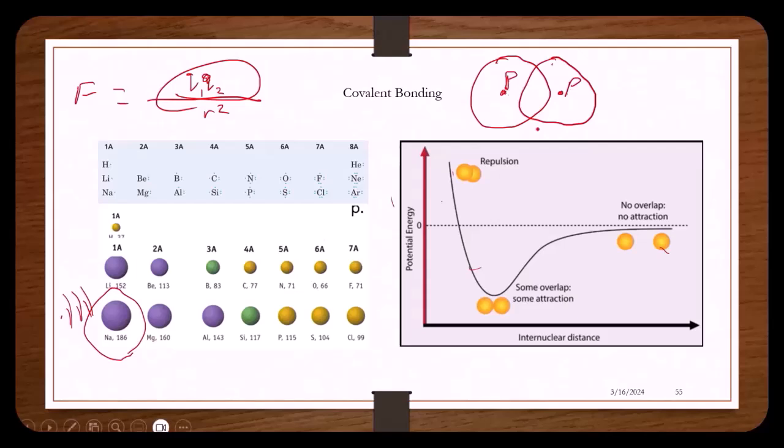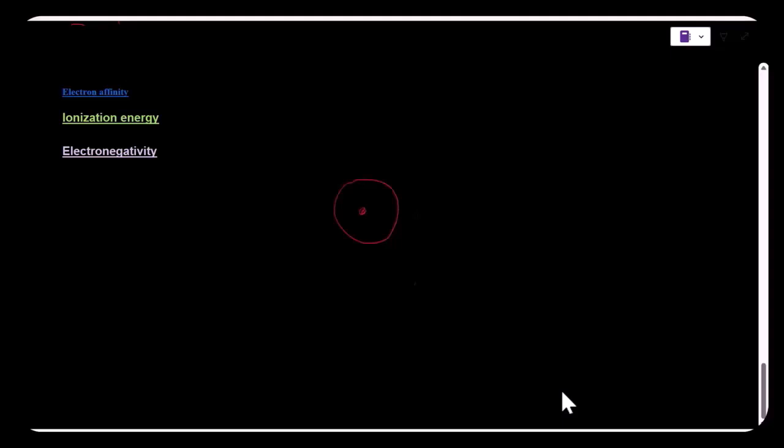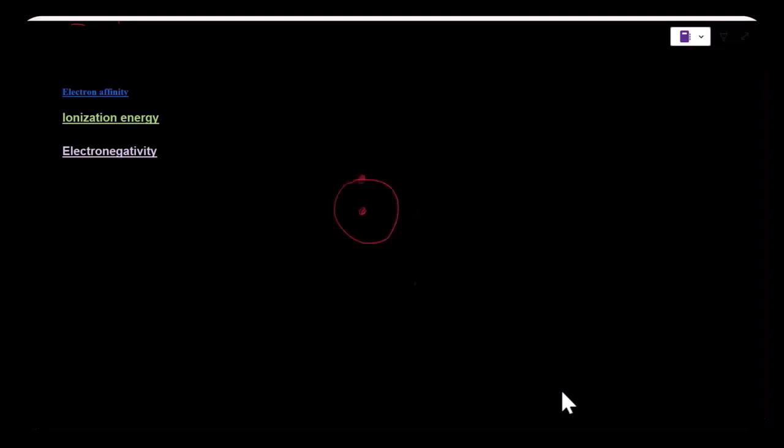So the protons from one atom will start to repel the protons from another atom. Before we move on, I wanted to briefly talk about some definitions that you may have heard of that are similar to electronegativity, which is electron affinity and ionization energy. I'm just going to draw a generic atom here to illustrate what this is. Electron affinity describes the ability of an atom to attract an electron, and ionization energy is the energy required to remove an electron from an orbit.